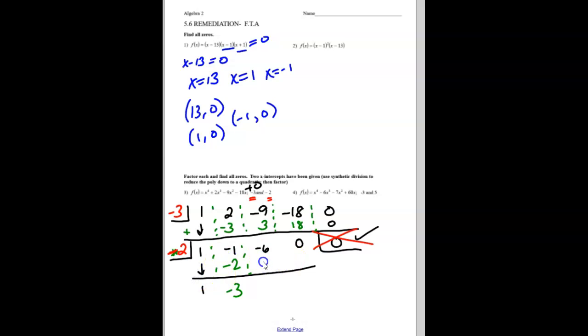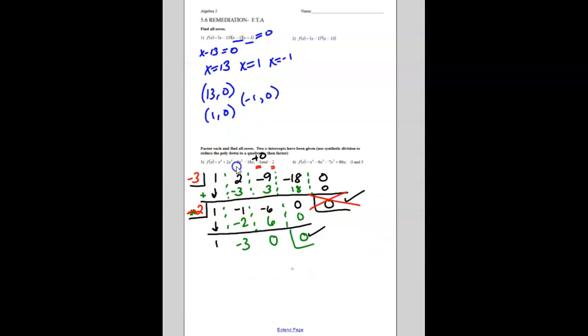Negative 3 times negative 2 is a 6. And it adds up to a 0. And then once again, you get 0, 0, 0. Alright, cool. So, we do end up with a remainder of 0. So I know we've done some good work. And then it says factor to find all the rest of the zeros.